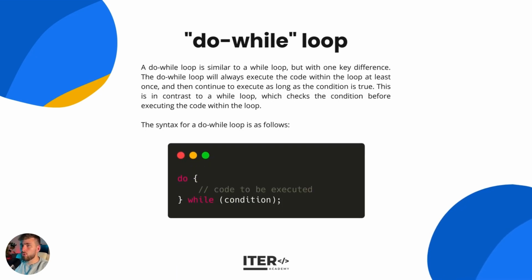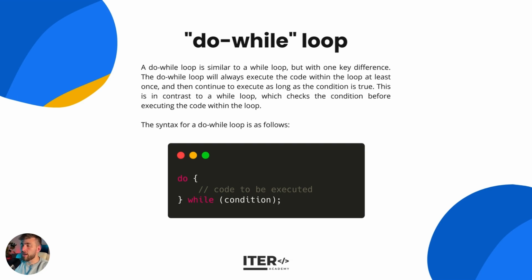A do-while loop is similar to a while loop, but with one key difference. The do-while loop will always execute the code within the loop at least once, and then continue to execute as long as the condition is true. This is in contrast to a while loop, which checks the condition before executing the code within the loop.